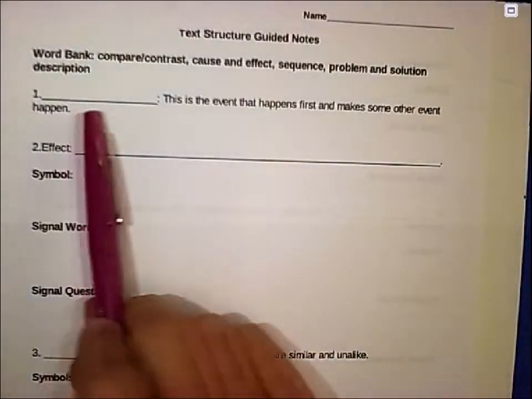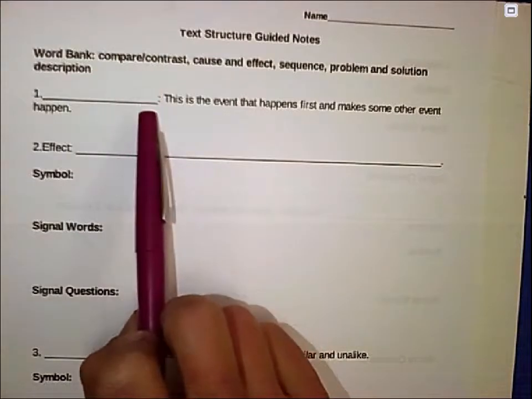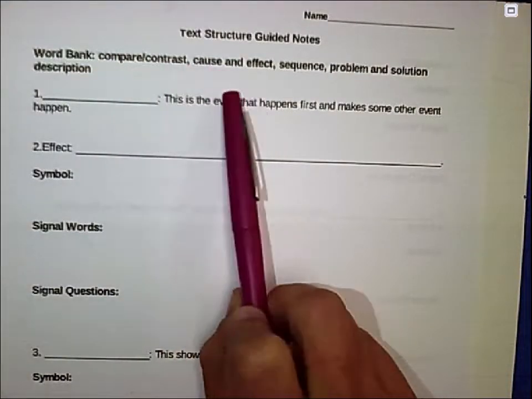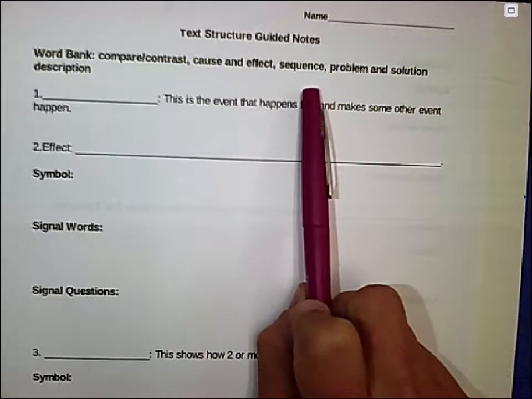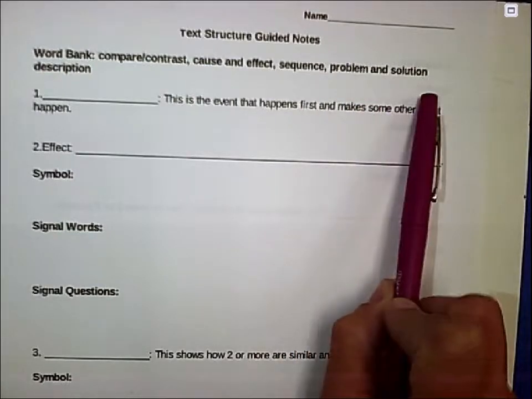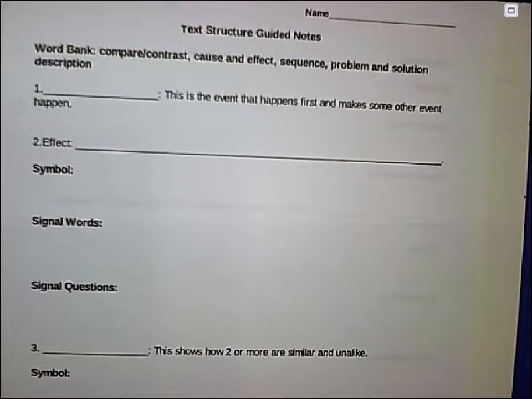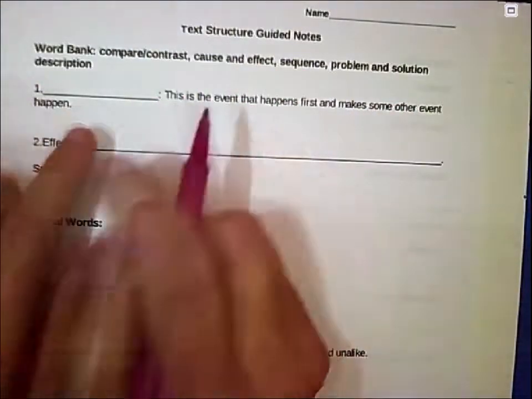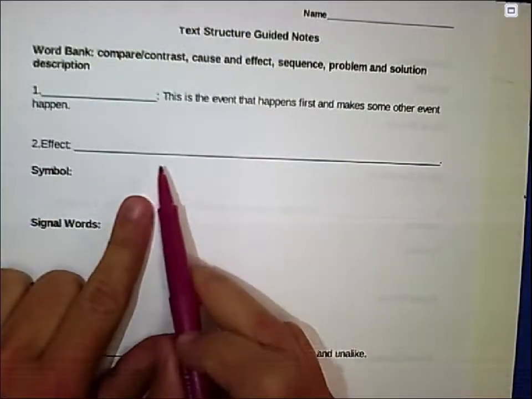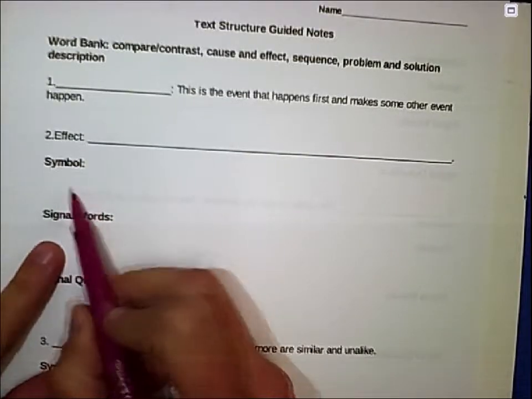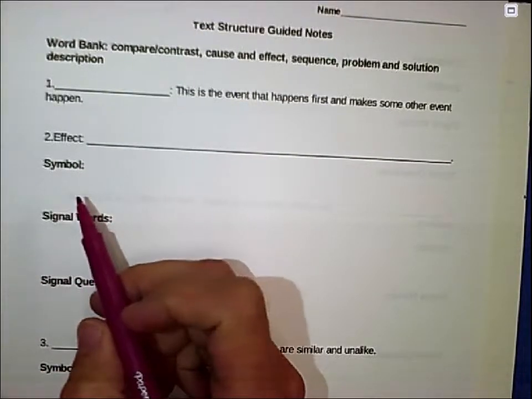So we have some choices at the top. We have compare and contrast. We have cause and effect, sequence, problem solution, and description. And so we're just going to kind of go through this. We will either put the word in the blank or you'll fill in the definition. Then we'll make a little symbol to help you remember what that text structure is.